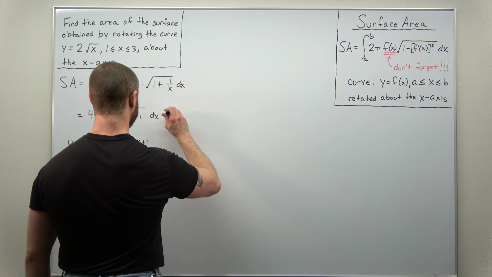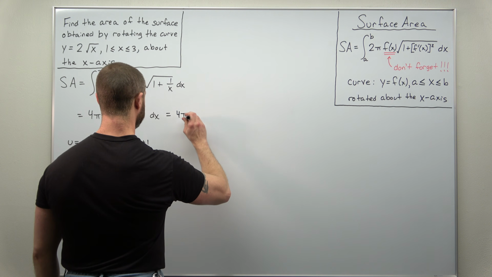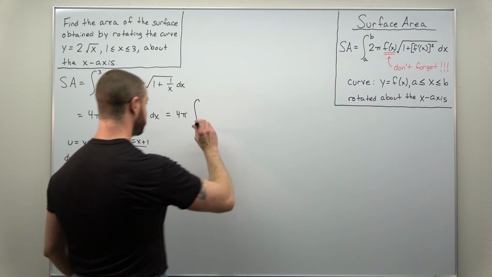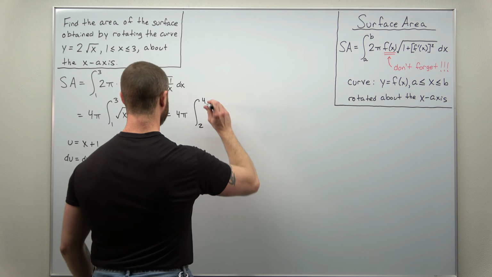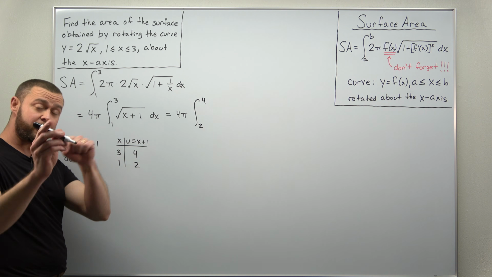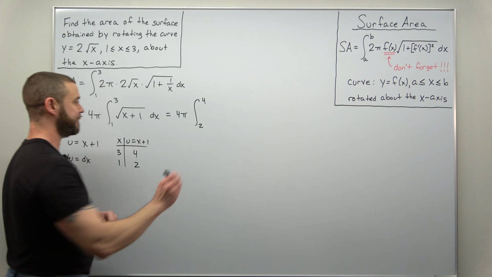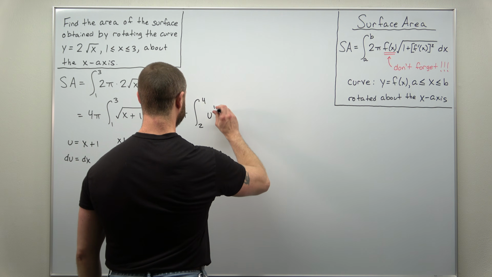We'll keep our factor of 4 pi out front. And we now have an integral going from 2 to 4. We're integrating with respect to u. And we can rewrite the function here in terms of u as the square root of u, which we'll rewrite as u to the 1/2. That way we can use the basic power rule.